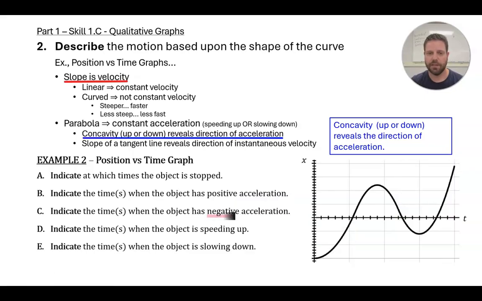If we want to switch over to the negative acceleration, that would be where we have a concave down curve. And that only occurs right here, where we have a concave down.